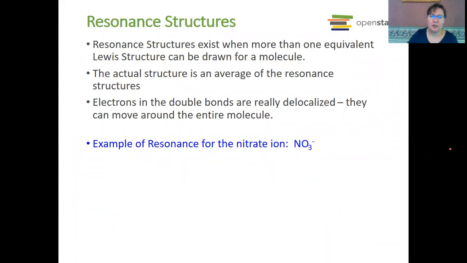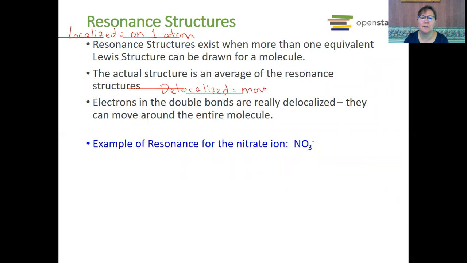All right, resonance structures. Resonance structures exist when more than one equivalent Lewis structure can be drawn for a molecule. The actual structure is an average of these resonance structures, because the electrons in the double bond can be delocalized. If something is localized, then it's on one atom. And if something is delocalized, then it can move between atoms.